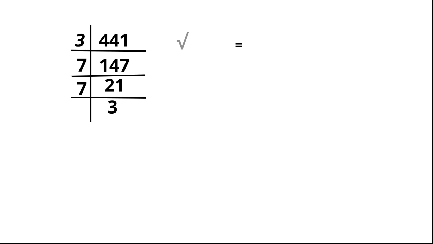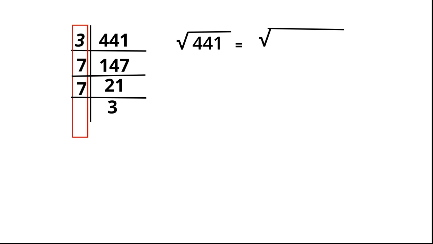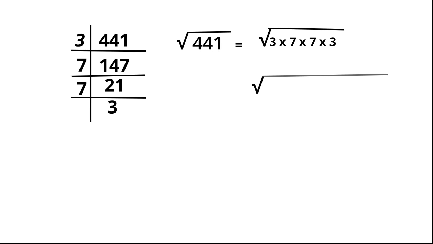So, now we can write the square root of 441 as square root of 3. We write all these, the prime factors which we have got in this process under the square root. So we can write this as 3 into 7 into 7 into 3. Let us make these factors as same number groups. So let us rearrange them. This can be written as 3 into 3 into 7 into 7.